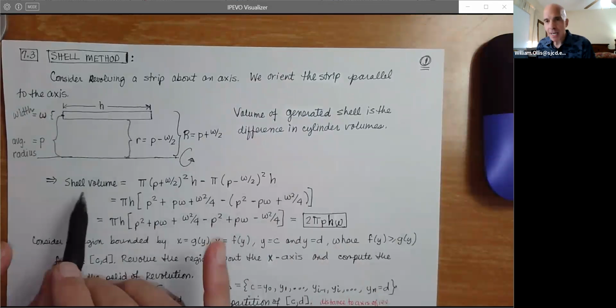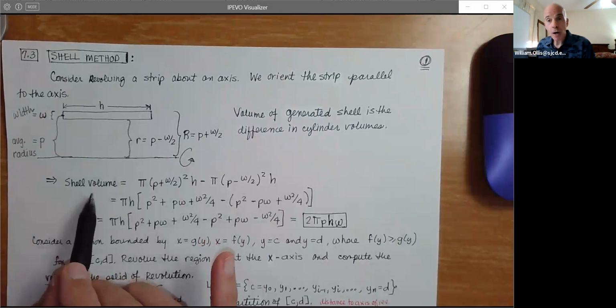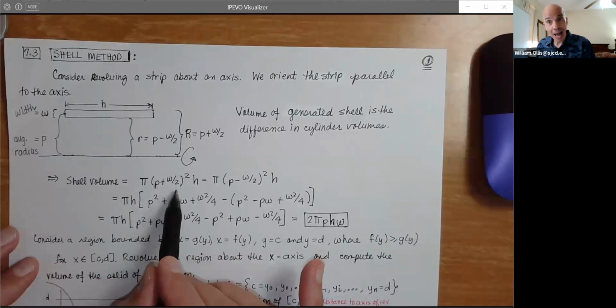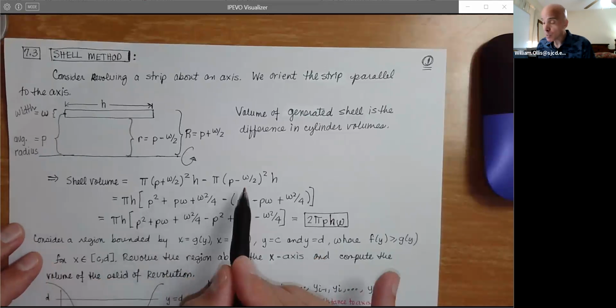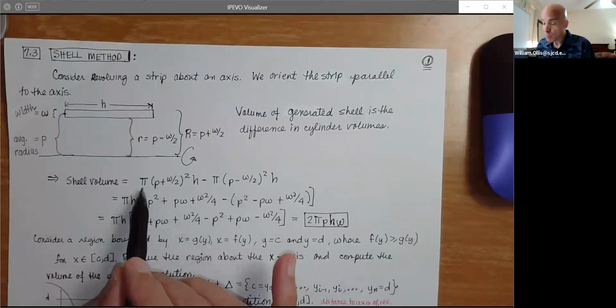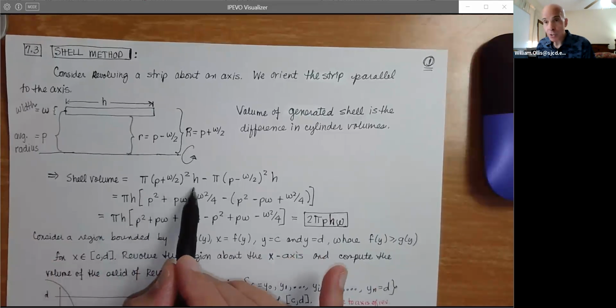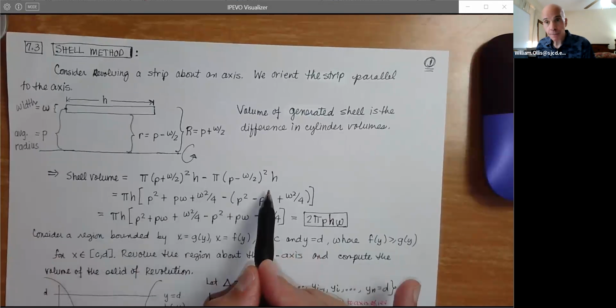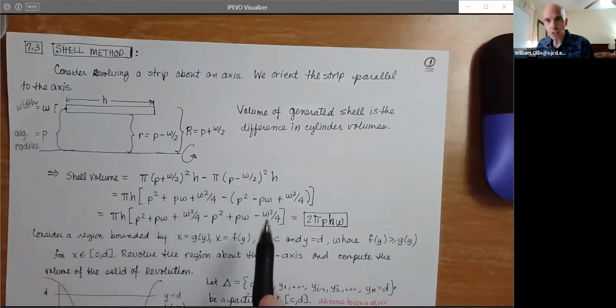Now, to get the volume of the shell, we take the volume of the outer cylinder and subtract the volume of the inner cylinder. So again, this is pi r squared h minus pi r squared h. Now at this point, we just do some simple algebra. And I thought you might like this because this is actually very simple.